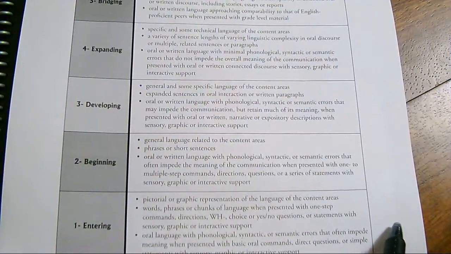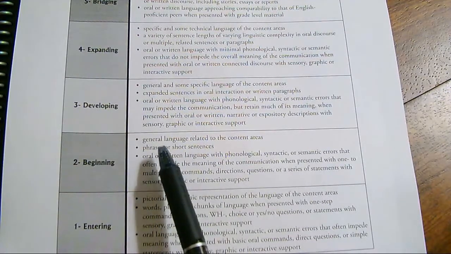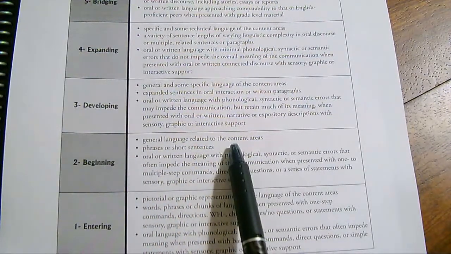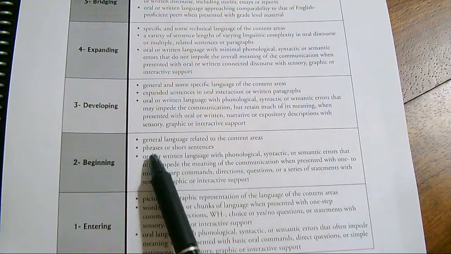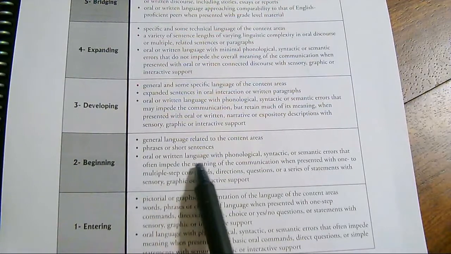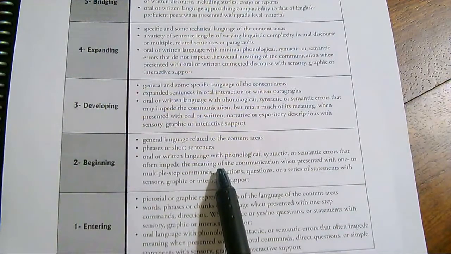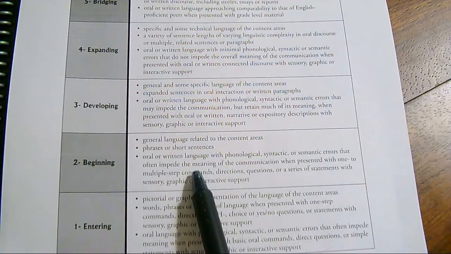Still at the level 2, we're still being very gentle. We're still having quite a bit of language issues, but we're able to pick up some general language related to the content area. We're picking up phrases or short sentences, and by short, I mean 3 to 4 words. Where is the bathroom? Put away your book. Take out your book. Can I go to the bathroom? So we're still working on those short phrases and sentences. Oral or written language with phonological, syntactical, or semantic errors that impede the meaning. So we still have these same issues going on.